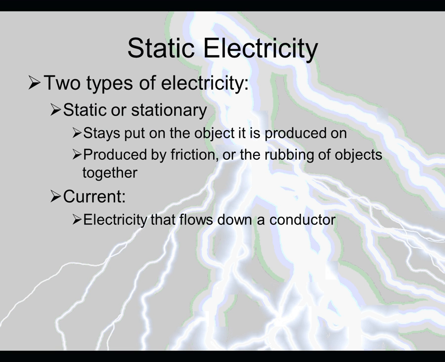Now, with static electricity, what happens is that electricity stays put on the object that it's produced on. So whether it's your foot rubbing against the carpet, it stays on the bottom of your foot, what have you. Usually static electricity is produced by friction, or rubbing some sort of objects together. A couple weeks ago we talked about the balloon rubbing against somebody's hair and then it can stick to the wall.